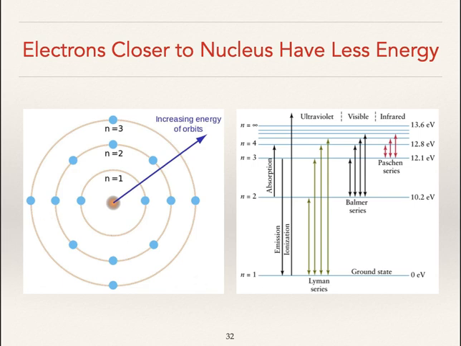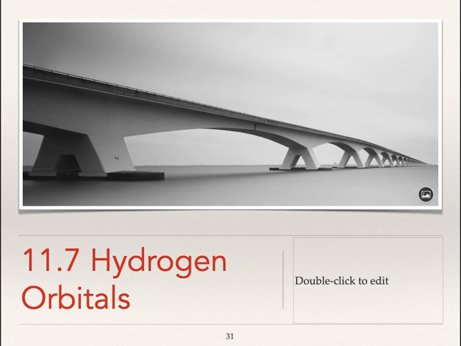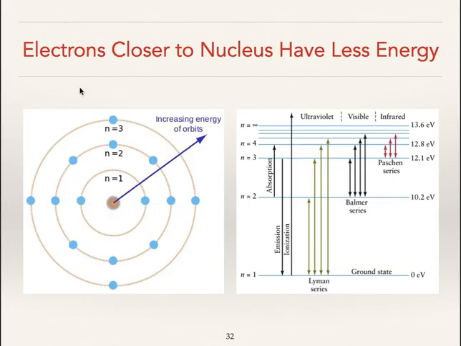Hi guys, welcome back. In this video we're going to take a look at section 11.7 on hydrogen orbitals. And we're going to start right here with this picture. And the idea on the left side is that as the orbitals get larger and larger, they have more and more energy. To be a little more specific about that, as an electron moves to higher and higher energy levels, that electron has got more and more energy.